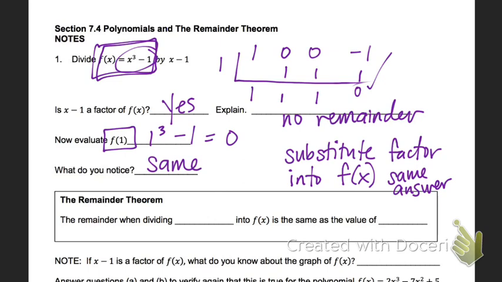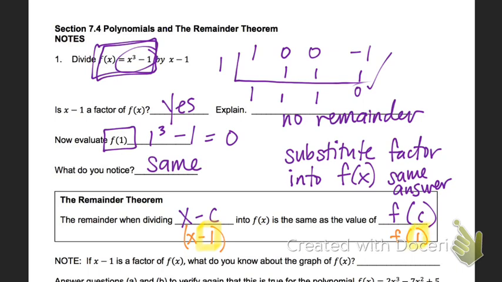It's when you divide x minus c, so essentially the factor, into f of x, it's the same as f of c. So in our example we just did, dividing by x minus 1 was the same as evaluating f of 1. So essentially the c's are the same number.